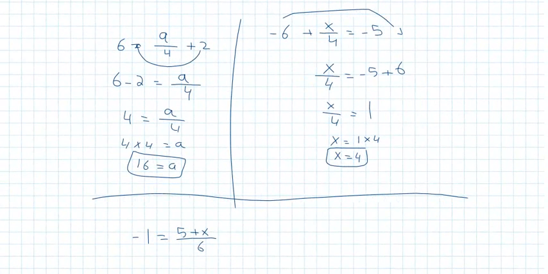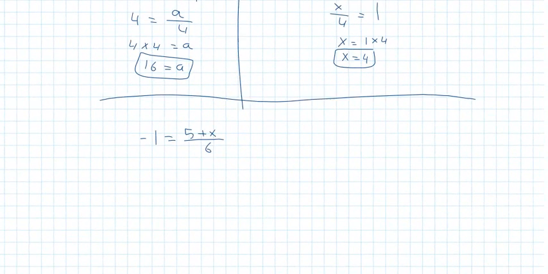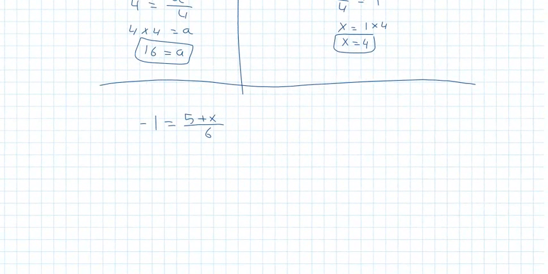So to get rid of the division by 6, it becomes a multiplication by 6. So negative 1 times 6, that's negative 6. Then bring the 5 over, becomes minus 5. So that equals negative 11.